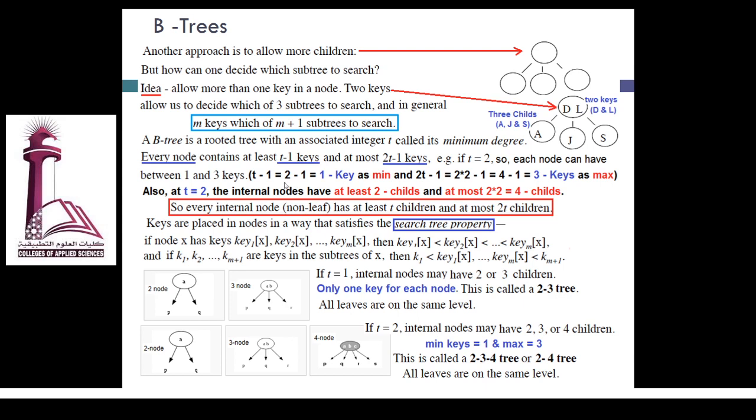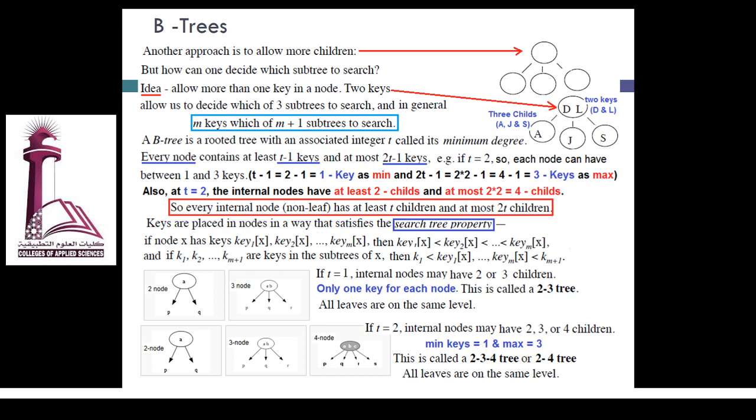So for example, if t equals 2, then each node can have a minimum of 2 minus 1, that is 1 key, and a maximum of 2t minus 1. So 2 into 2 is 4, 4 minus 1 is 3 keys. So if the value of t is 2, then each node can have a minimum of 1 key and a maximum of 3 keys. And then next we are going to talk about the children.